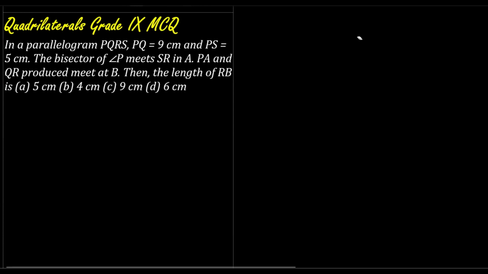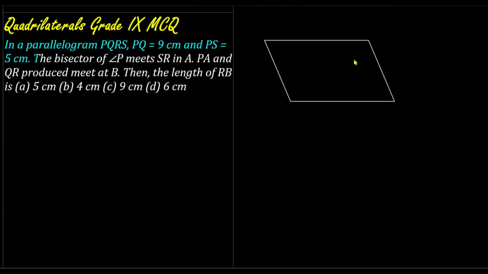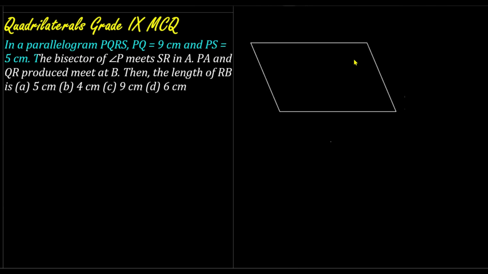In the next question, it says in a parallelogram PQRS, PQ is 9 and PS is 5 centimeters. So let's draw the parallelogram first and then we'll continue reading it. We have a parallelogram named PQRS, and the length of PQ is given as 9 centimeters, and that of PS is 5 centimeters.